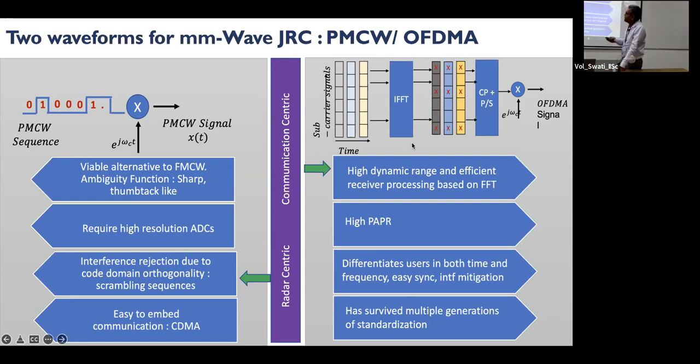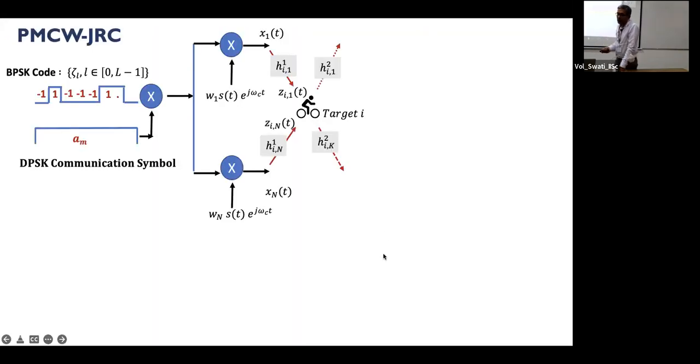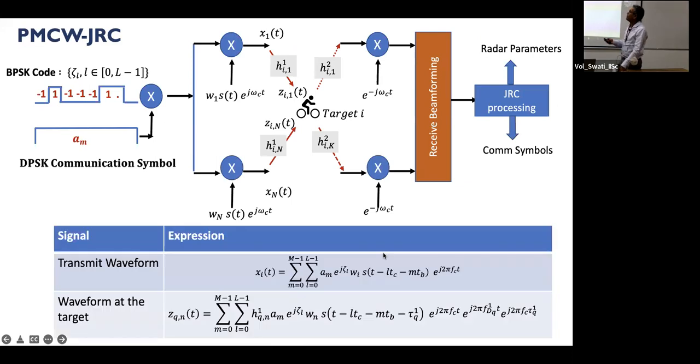And to convert this radar signal, next slide, Vijay. To convert this radar signal into communication, all that I do is follow the CDMA system. Here I have the DPSK scheme, but not to worry about the differential part. It's just a simple CDMA system to convert this PMCW to a JRC system.